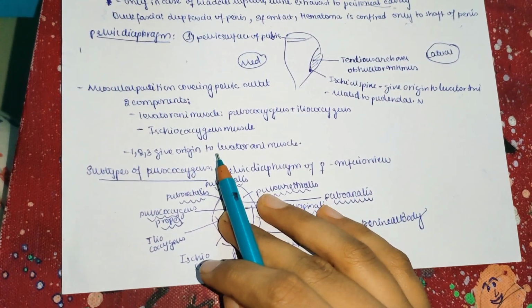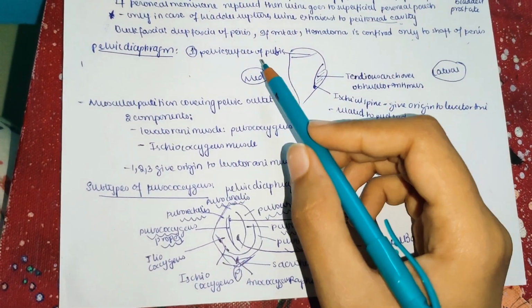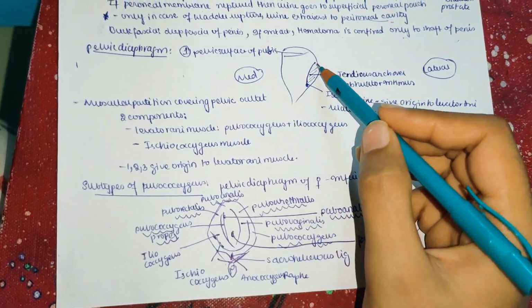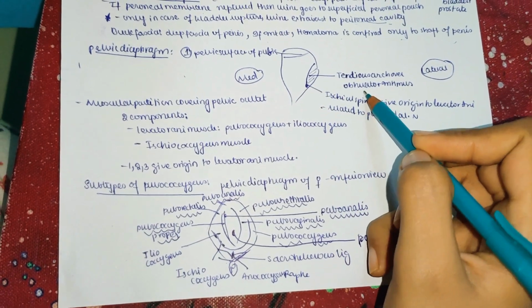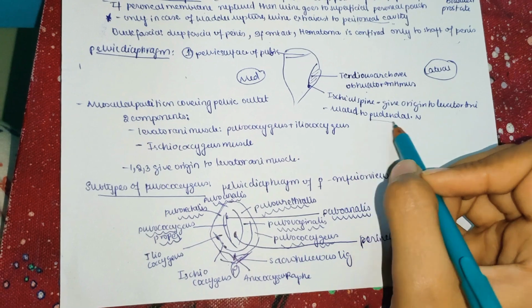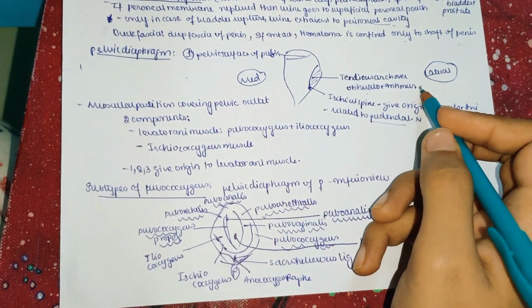So now let us discuss the pelvic diaphragm. For that you can see here, this is the pelvic surface of pubis. This is the tendinous arch of obturator internus. This is the ischial spine which gives origin to levator ani and is also related to the pudendal nerve. This is the medial side, this is the lateral side.